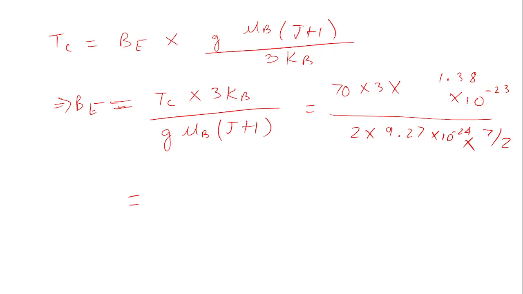70 times 3 times 1.38 divided by 2 divided by 9.27 divided by 7 by 2 gives 4.466, and the power is now 10 to the power minus 23 plus 24, which means 10 to the power 1. So it is 44.66 Tesla. This is the magnetic field value for this.